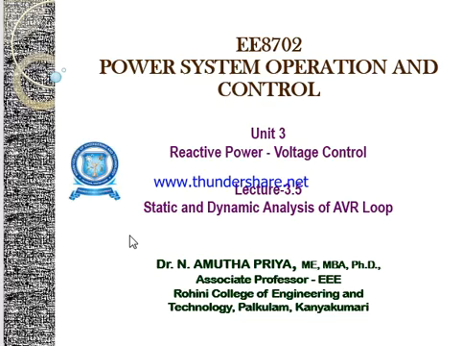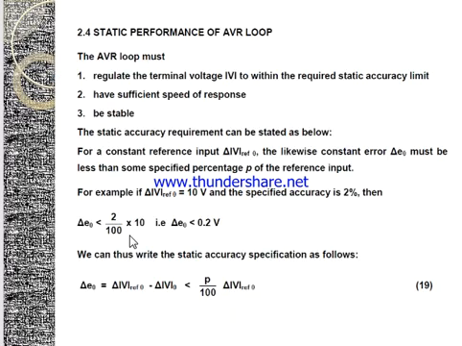We are discussing the course Power System Operation and Control, and in this lecture we will be dealing with the static and dynamic analysis of the AVR loop. So let us first initiate with the static performance of an AVR loop. The AVR loop must regulate the terminal voltage to within the static accuracy limit, and it should have sufficient speed of response, and also it should be stable.